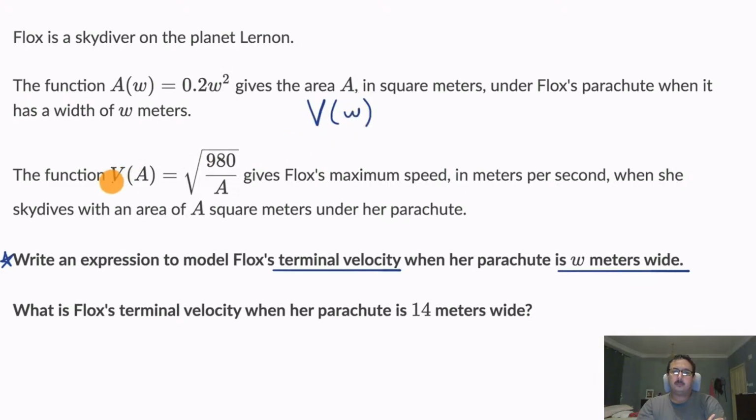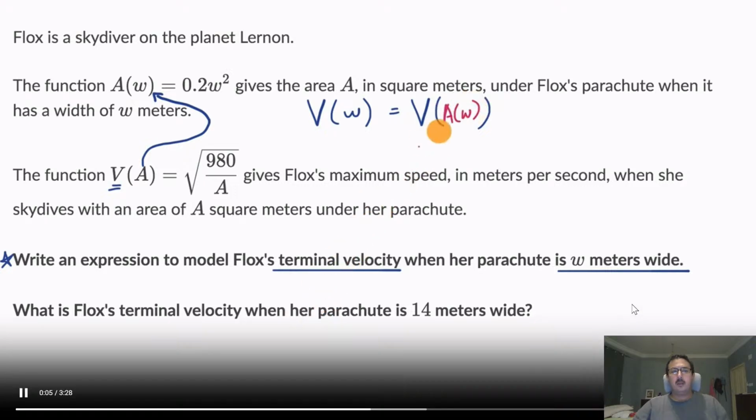Well, we have a function here that gives terminal velocity as a function of the area of her parachute. But lucky for us, we have another function that gives us area as a function of width. And so we could say this is going to be the same thing as V of A of W.